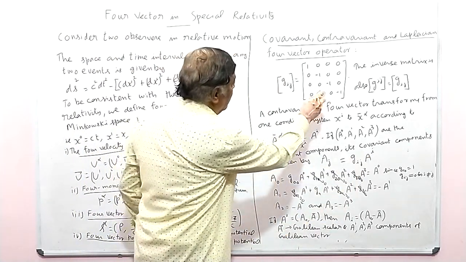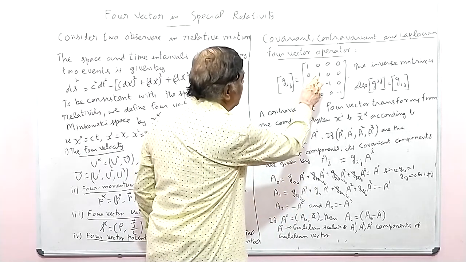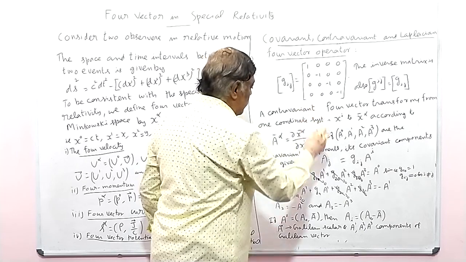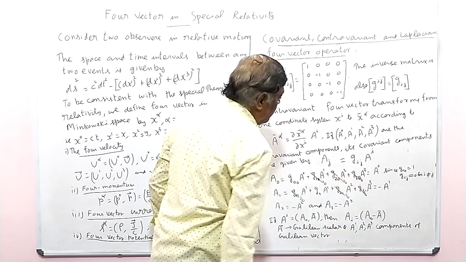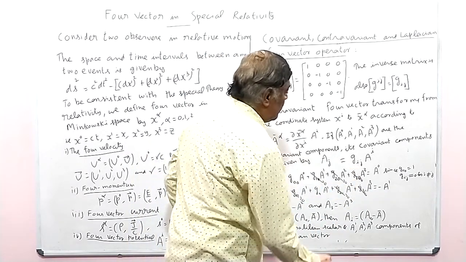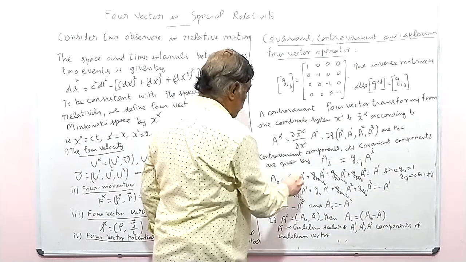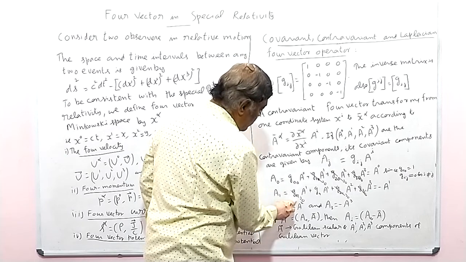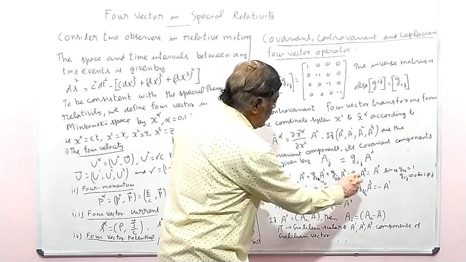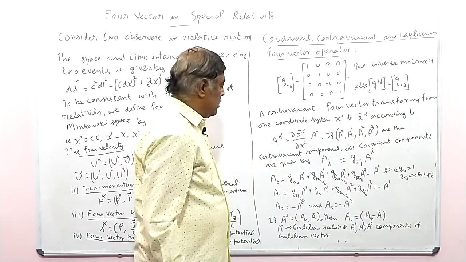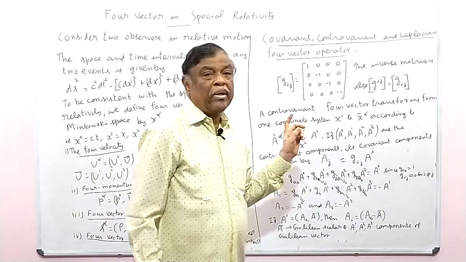Now from here you see G10 is 0, this is 0, this is 0. Since all are 0, the term will be 0, because G_ij is 0 for i not equal to j. What is G00? It is 1. So if you put G00 equal to 1, this term becomes A_0 equal to A superscript 0. So the covariant component A_0 is equal to the contravariant component A^0.